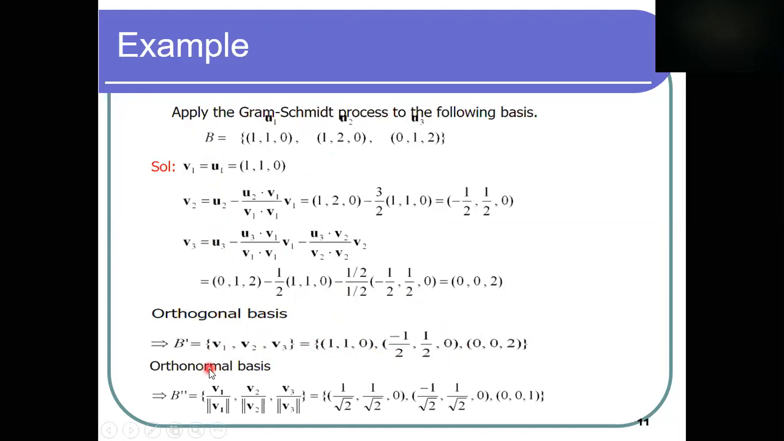The orthonormal basis is basically obtained if you divide each vector by its norm. If you multiply a vector with itself, you will get one. If you multiply this vector with this one individually, you will get zero. In that case, you will see these are orthonormal bases.